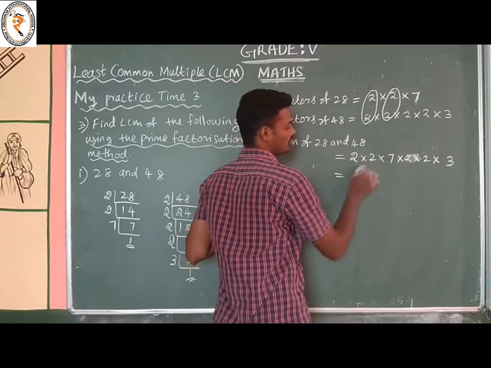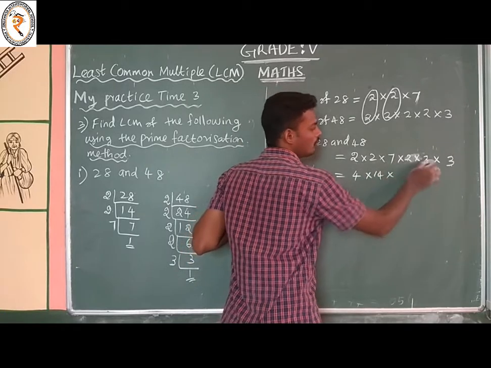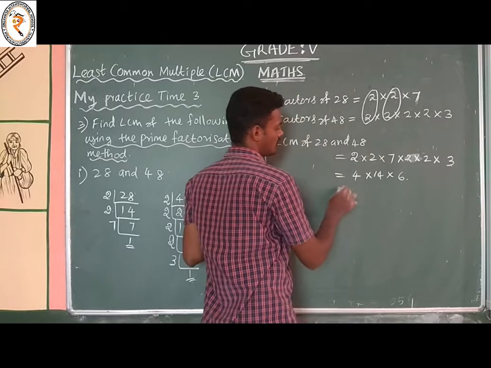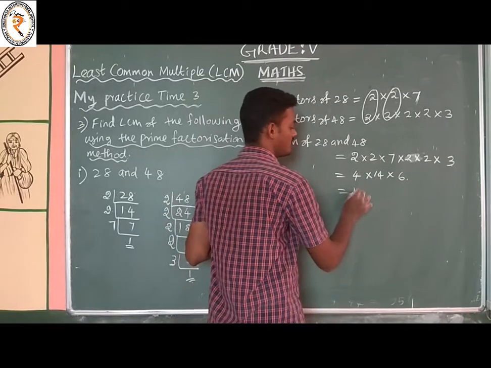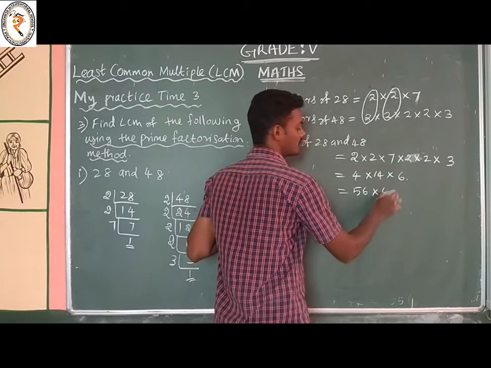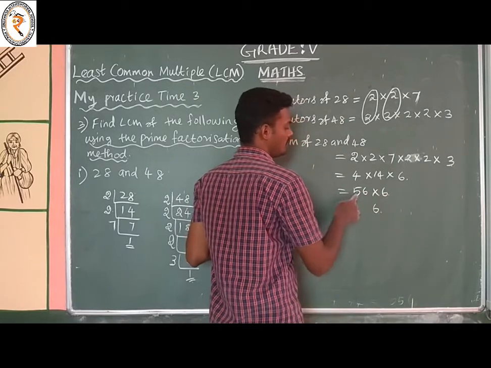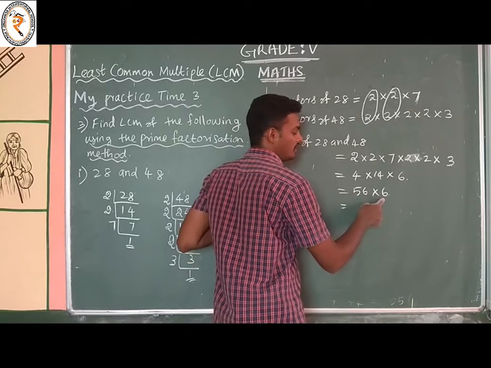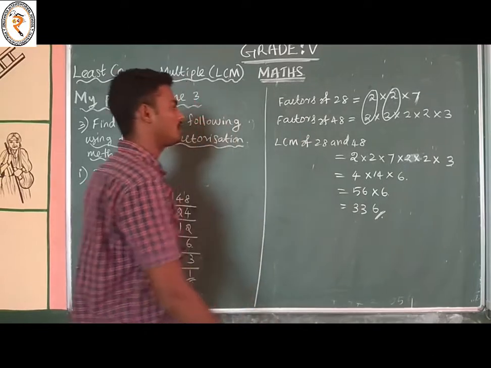2 2s are 4, 7 2s are 14, 2 3s are 6, and 4 14s are 56 into 6. 6 6s are 36, 6 balance 3, 5 6s are 30, 30 plus 3, 33. Our final answer is 336.